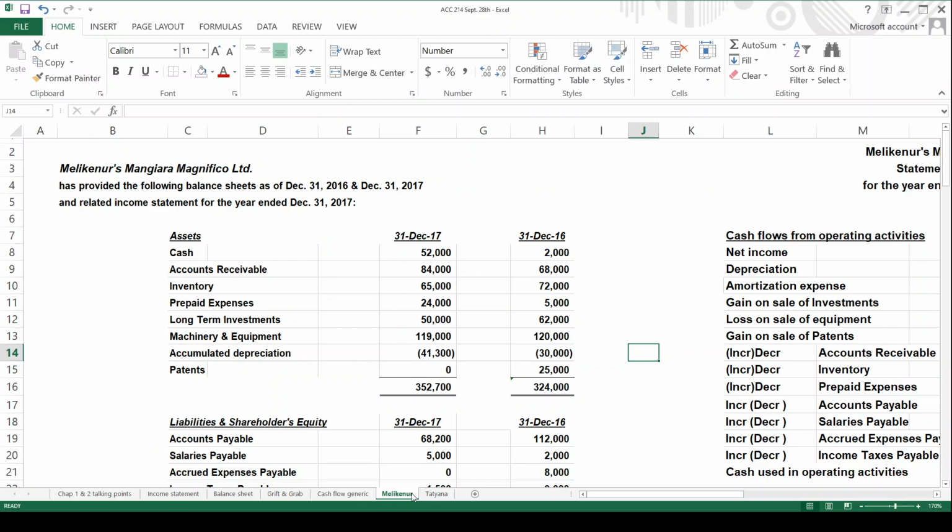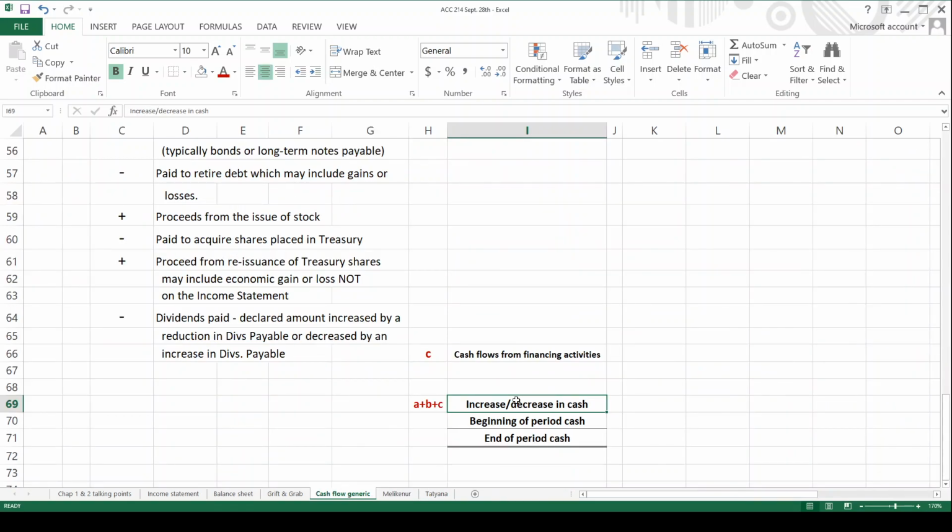This is Melicanor's Mangiata Magnifico. And we have the balance sheets from 16 and 17. And here's the final Jeopardy answer. You started with $2,000 in cash, and you ended with $52,000. So we were looking for an increase of $50,000. That should be the number that we come up with when we add the three categories together.